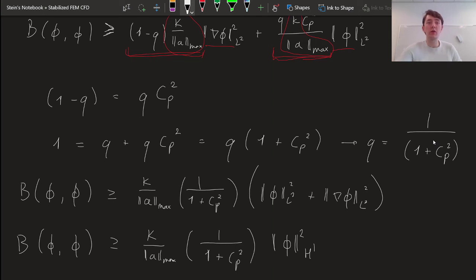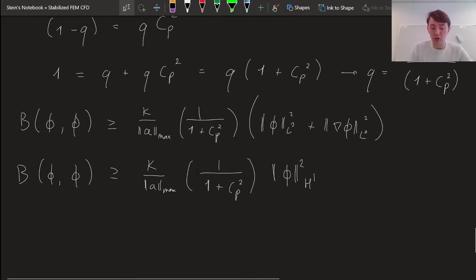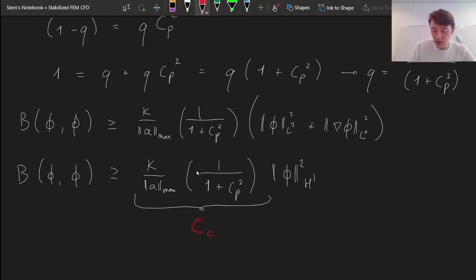Okay, so this is our coercivity result. This is what we wanted to prove. We wanted to prove that if we substitute the same function in both slots of our bilinear form, then the result is going to be larger than some constant. This is now our coercivity constant, Cc, multiplied by the norm of that function measured in the H1 norm. So now we have an expression for what that coercivity constant is going to be.